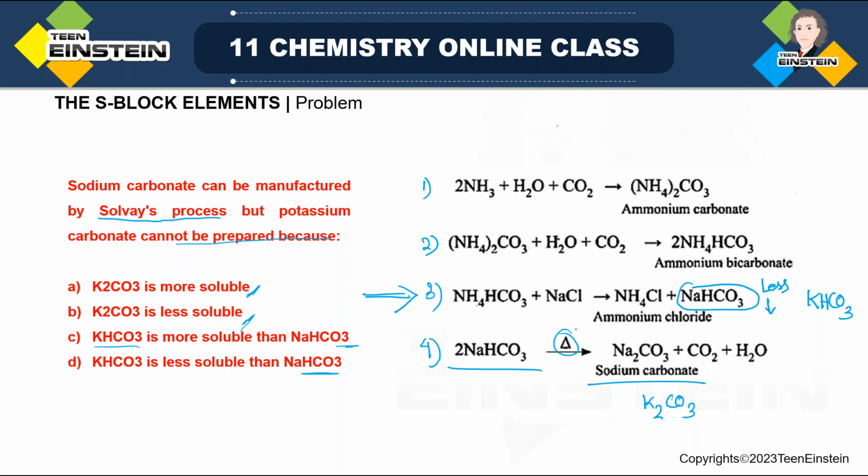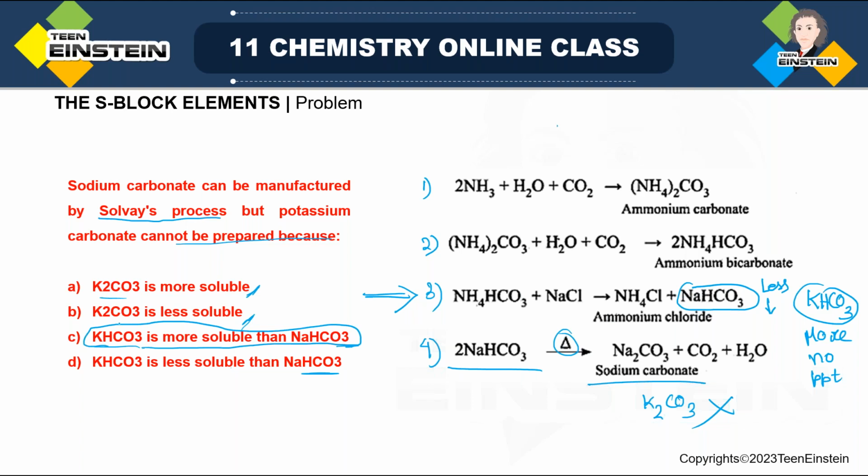Now when you are getting K2CO3, unlike Na2CO3, it is more soluble. More soluble means no PPT formation will be there, and that is why you cannot use the Solvay process for the preparation of K2CO3. The reason is K2CO3 is more soluble, and that is why we cannot get PPT, we cannot filter it, and the next step we cannot proceed.